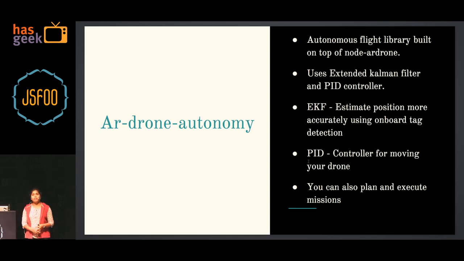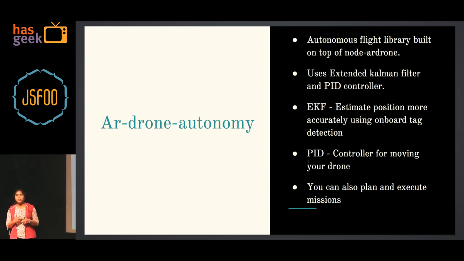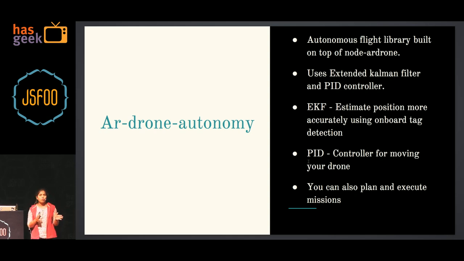Let's discuss the library ar-drone-autonomy. It is an autonomous flight library built on top of the node ar-drone library, which is used for controlling your flight. The ar-drone-autonomy library uses an extended Kalman filter, that is EKF, and a PID controller. The EKF is used to estimate your drone's position more accurately, using onboard tag detection. The built-in PID controller is used for controlling your drone's movements. This library also lets you plan and execute a mission autonomously.